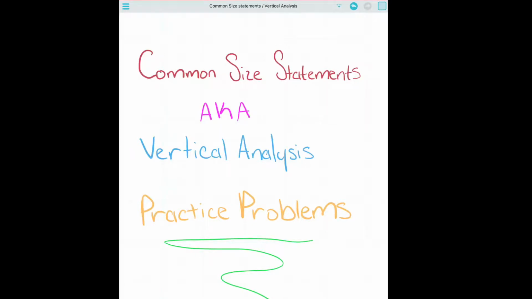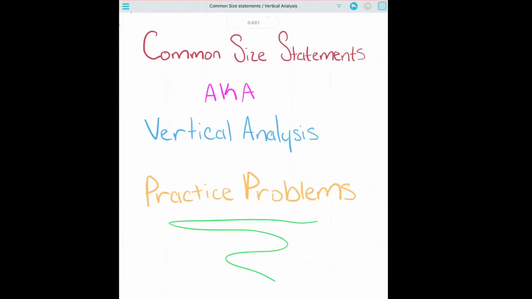Hi everyone, this is Crystal, and today we're going to be discussing common size statements, also known as vertical analysis. And these type of problems that I'm going to be going over should help you in your managerial accounting class. Let's go ahead and get started.